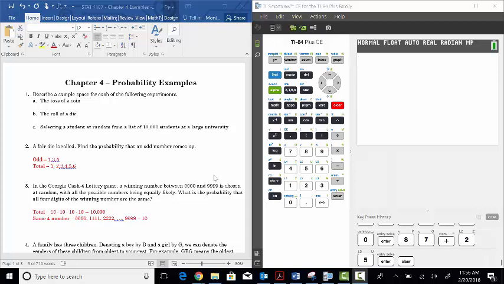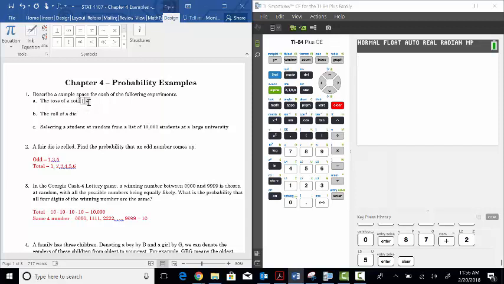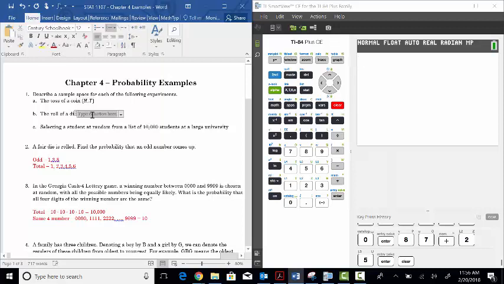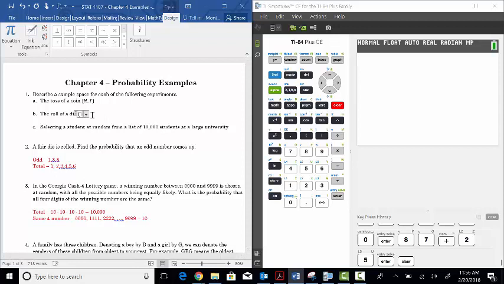Question number 1 says describe the sample space for each of the following experiments. So your sample space is basically like your total outcomes. Like what could you possibly get if you were to toss a coin or roll a die or something like that? What are your possibilities? So in part A, if I toss a coin, and it's just your standard normal coin, the only choices I can get is either heads or tails. I can't get anything other than that. So that's our sample space. Now, if we were rolling a die, our sample space would be 1, 2, 3, 4, 5, 6.